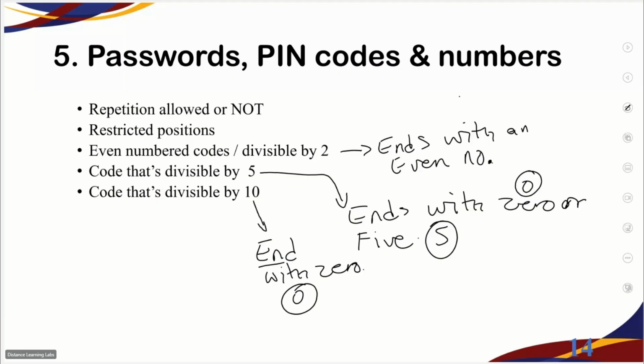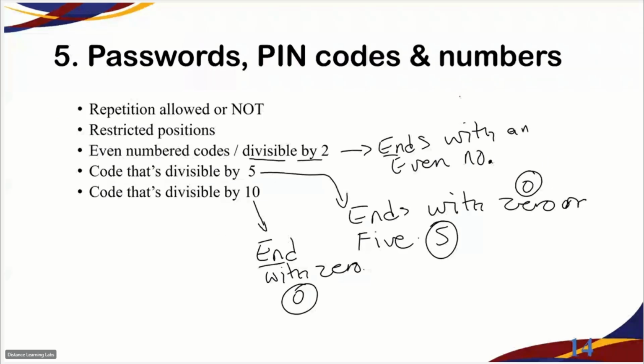Now I'll just go through what I've just written so that it can be clear for us moving forward when we are doing the examples. The restrictions that we have under passwords, codes and numbers: even numbered codes, or codes that are divisible by 2. Being divisible by 2 restricts the last position to being an even number only, meaning the last position is restricted. It can only be an even number, including 0.